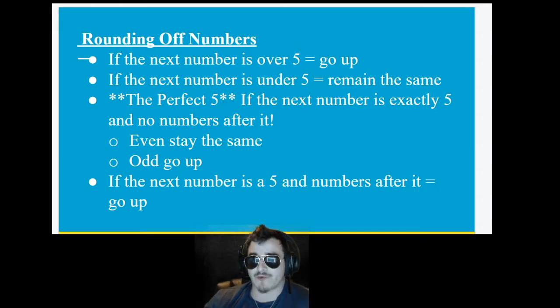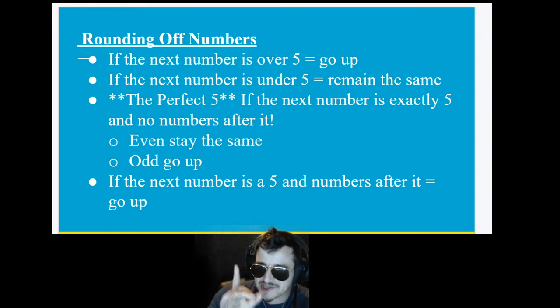We all learned how to round stuff in elementary school, right? If it's 5 or above, we round up. If it's 4 or below, we stay the same. Well, it gets a little weird with one very specific issue you may run into, okay? So the first two bullet points, nothing new. If the next number is over 5, go up. If the next number is under 5, remain the same.